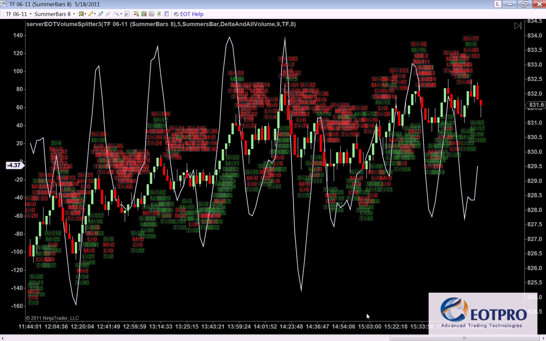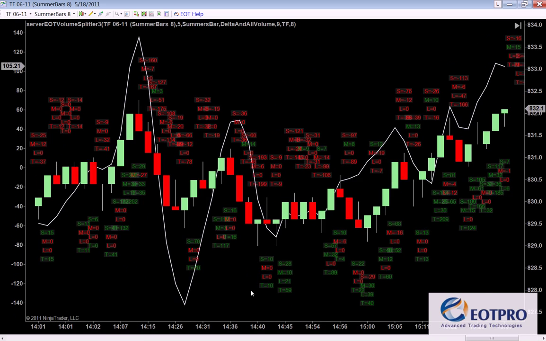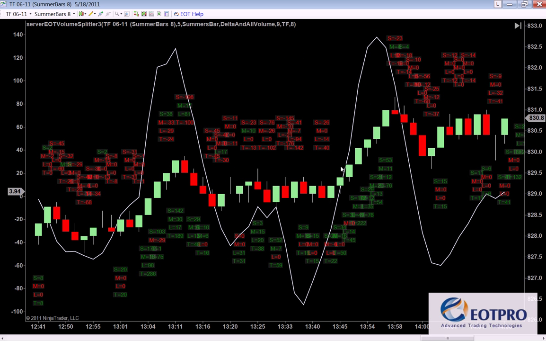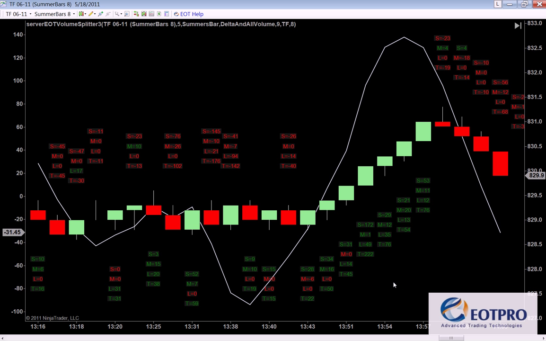Actually, I'll leave it up here, but let me spread this chart out. We're looking at the TF here. And let me just look for an area, a nice area here. Here we go. We have a nice uptrend here in the TF, okay? But let's just zoom in and look at what all these numbers mean.